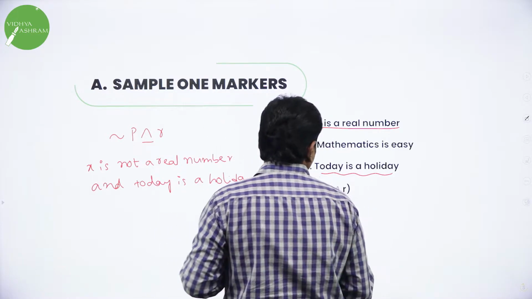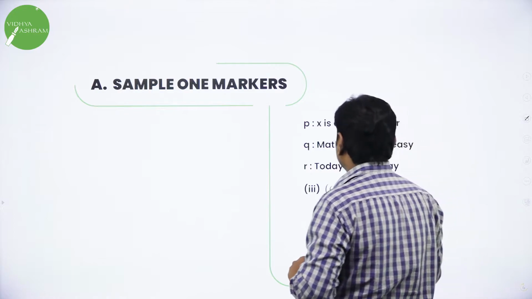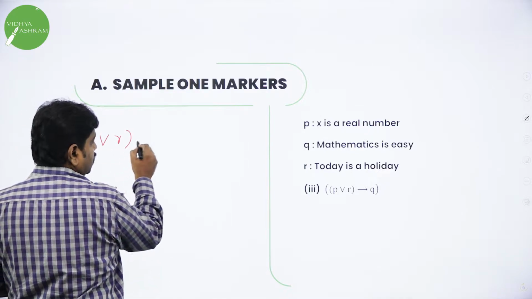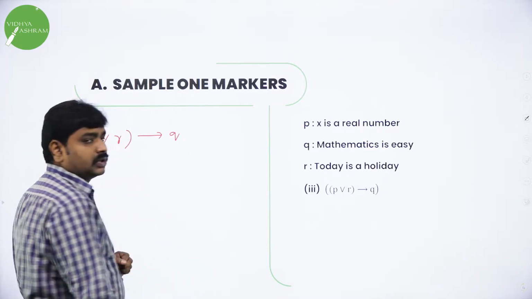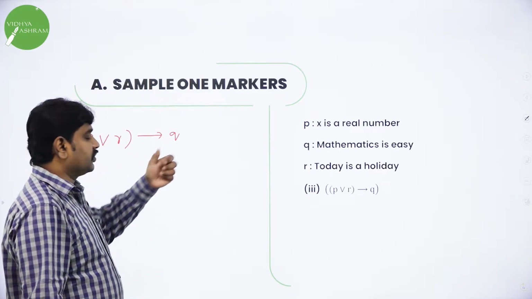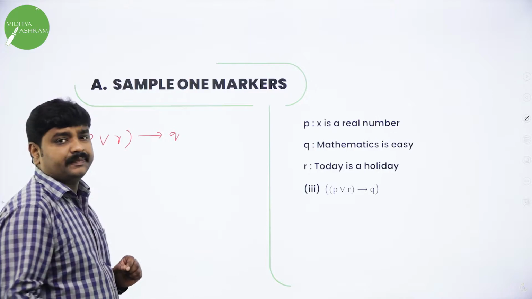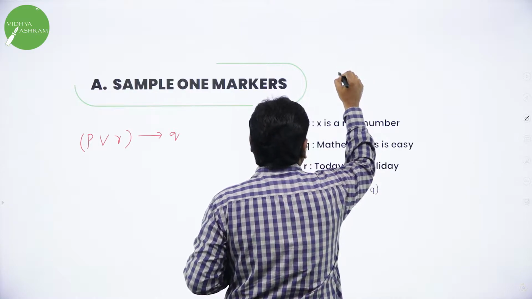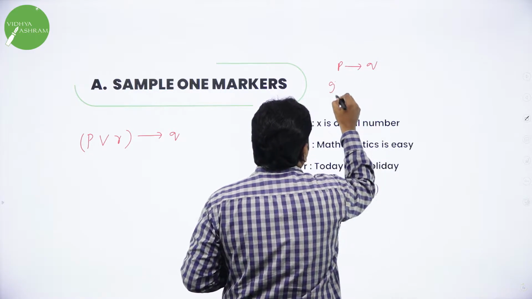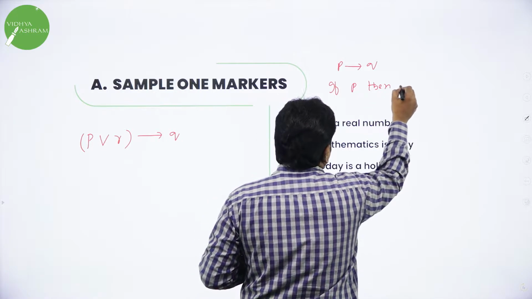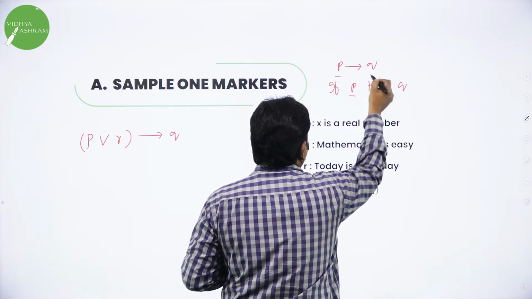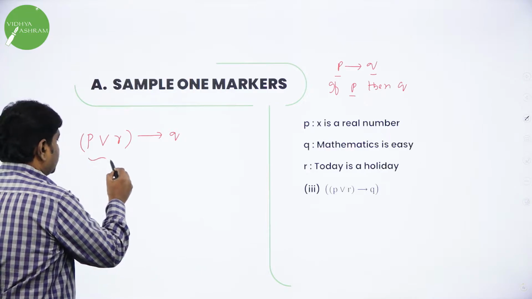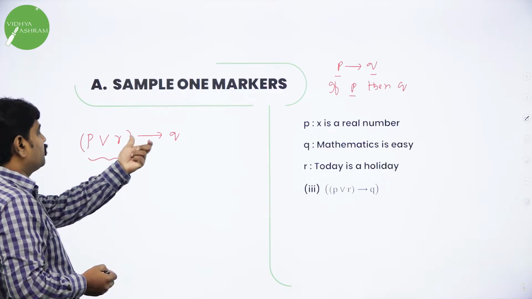Then we have another question, that is P or R implies Q. How to read this? P or R implies Q. Implies, I taught you how to read implies: if, then. Suppose I write P implies Q simply, we read this as if P, then Q. Before implies we call it the first statement, after implies we call it the second statement. So now we have the first statement P or R, implies Q.